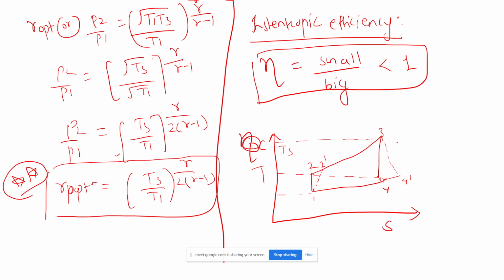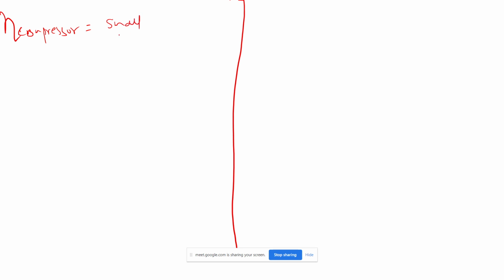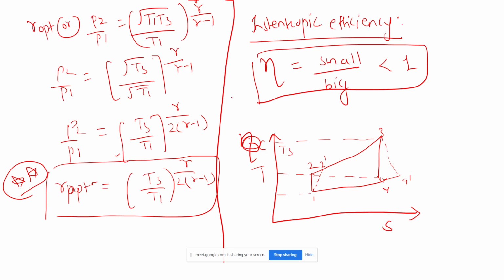Because in real life the entropy is not the same in actual conditions, to compensate for that we take the isentropic efficiency on the compressor side and on the turbine side. On the compression side, how can we write the isentropic efficiency of the compressor? I have told you it is something small upon big. Which term is smaller and which term is bigger? Can anyone tell me?